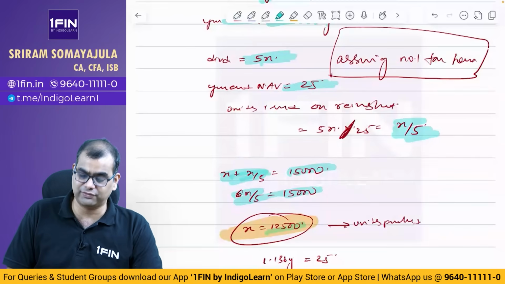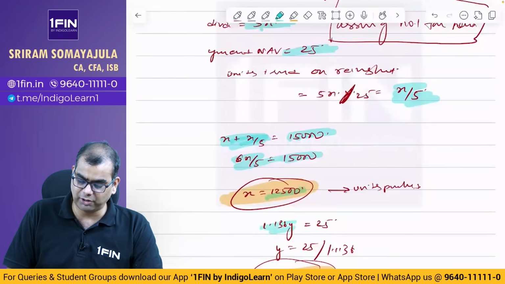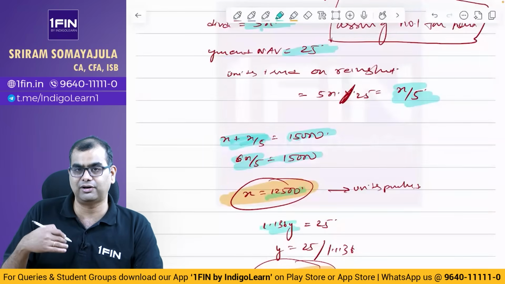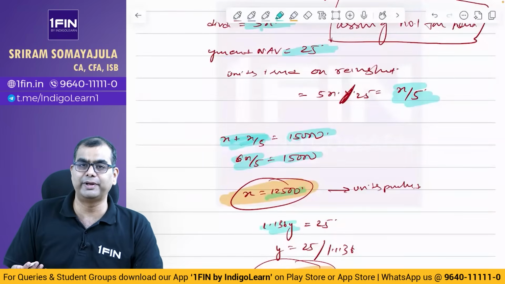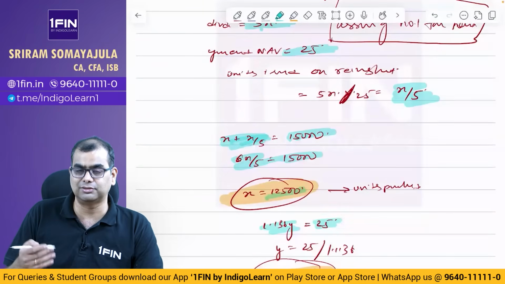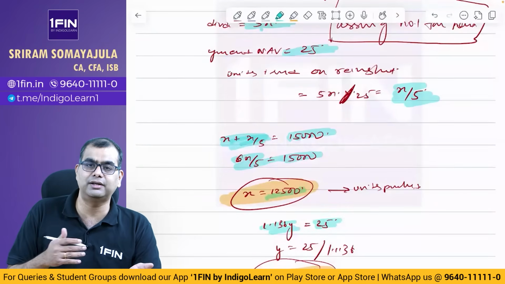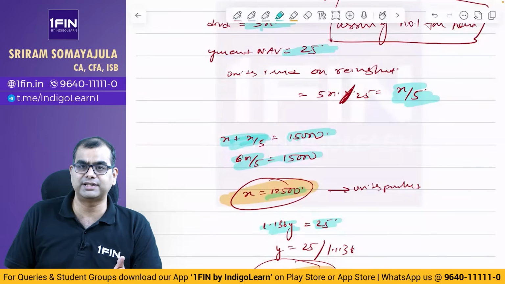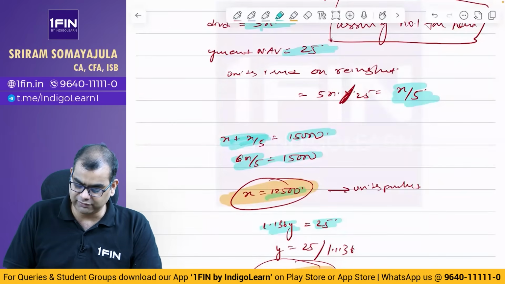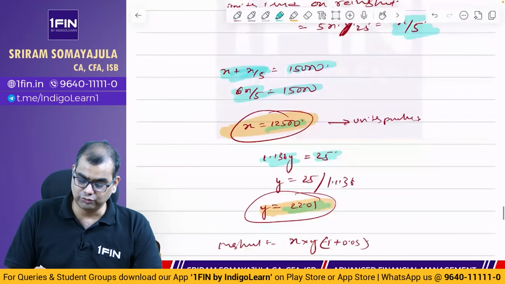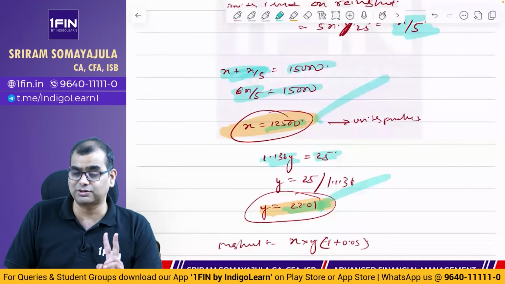Okay, x is 12,500, and we also have 1.136 of your opening NAV is equal to 25, because your closing NAV has grown by 13.6% over the opening, right? So you will get opening NAV of 22.01. Now you've got opening units and opening NAV. Those were the first two questions.